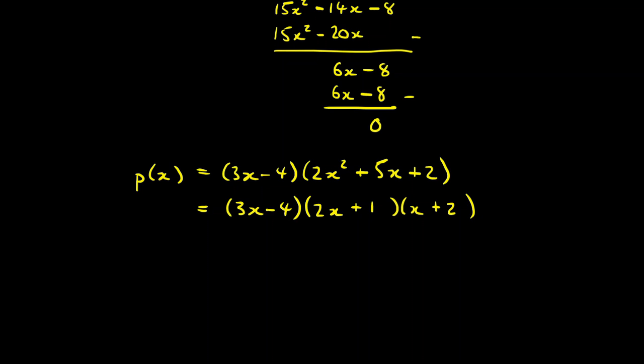The reason for that is we're going to get a 2x times 2, which is 4x, and a 1 times x, which is 1x, and 4x plus 1x is 5x, which is what we want. And of course, 1 times 2 is 2. So here what we've done is we've now written p of x in terms of its linear factors. And if we wanted to go one stage further, if the question asked, we could therefore state that the roots would be x is equal to 4 upon 3, x is equal to minus a half, and x is equal to negative 2. Okay?